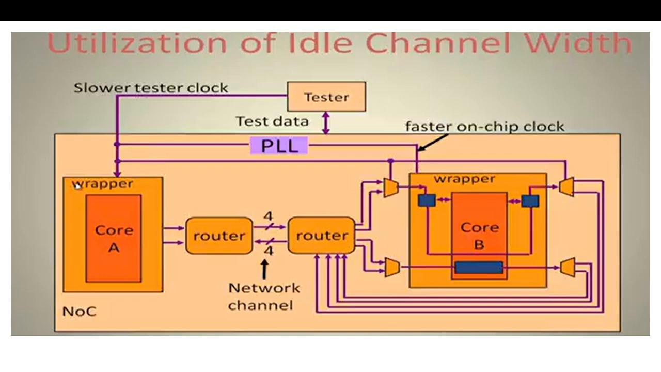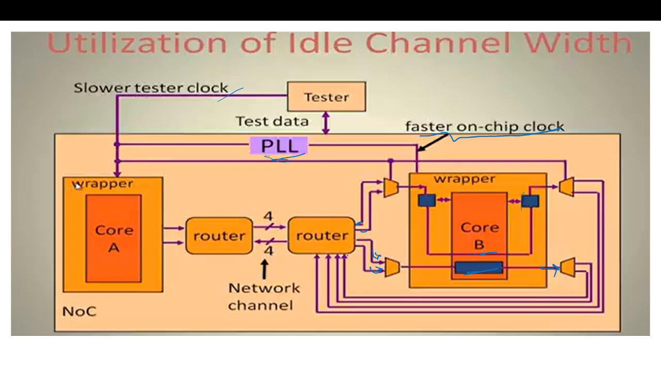Utilization of the ideal channel width. We can have a faster on-chip clock, so we can select between the faster or the slower clock. Based on that, this multiplexer selects between this output and this output of the router. Similarly, this mux selects between this and this output. Say this is for some bypass register or some testing of this core, which goes back to this multiplexer, demultiplexer.